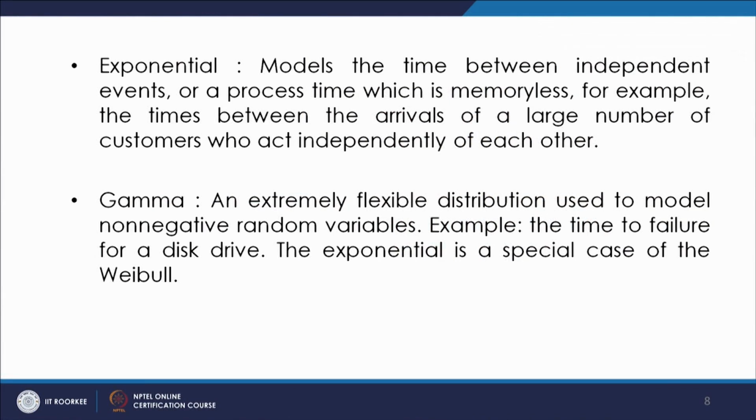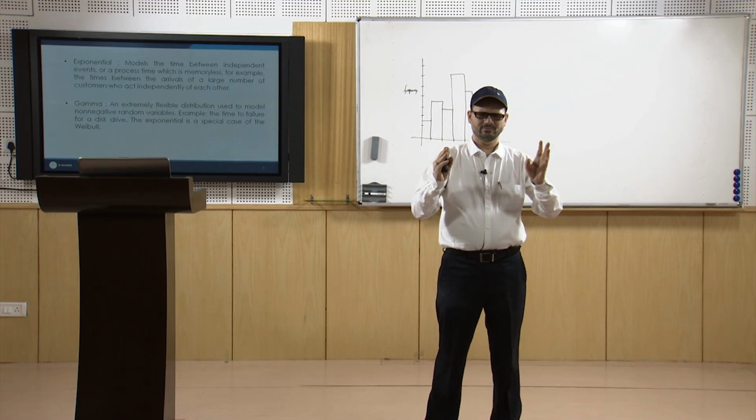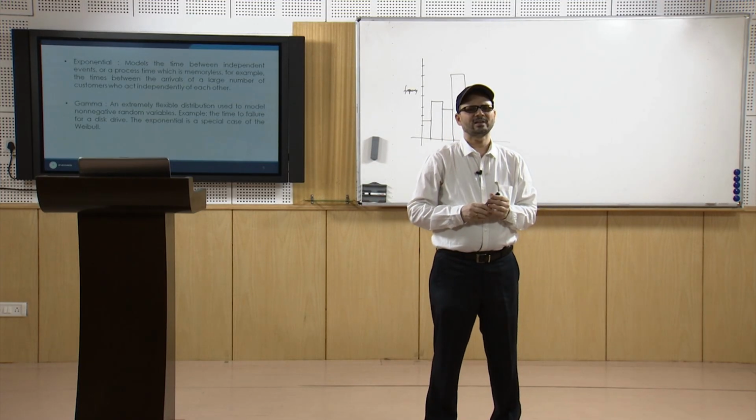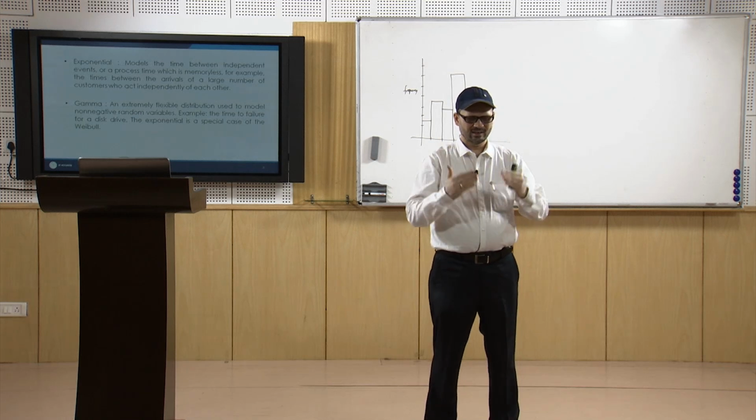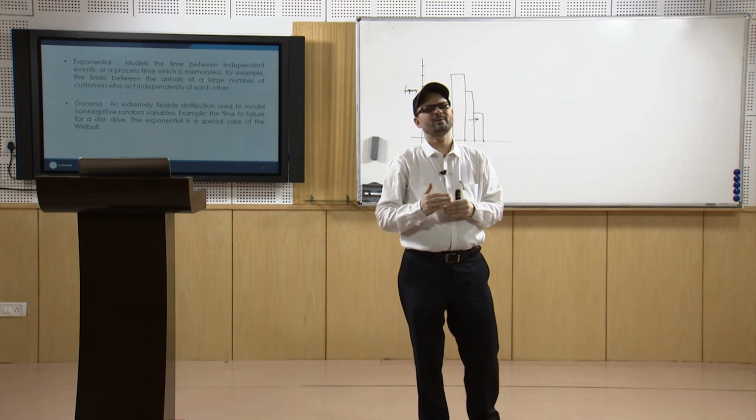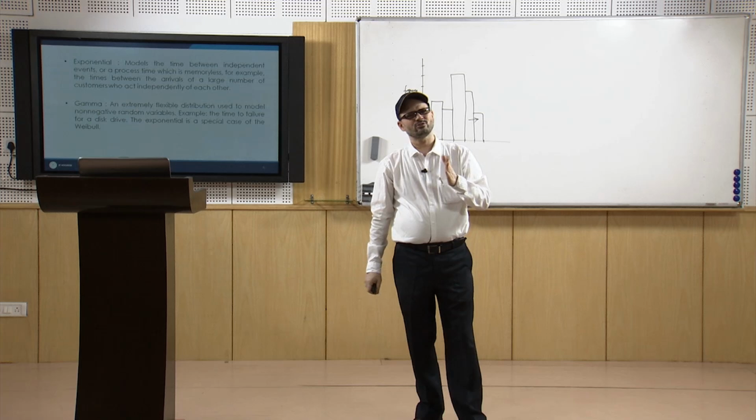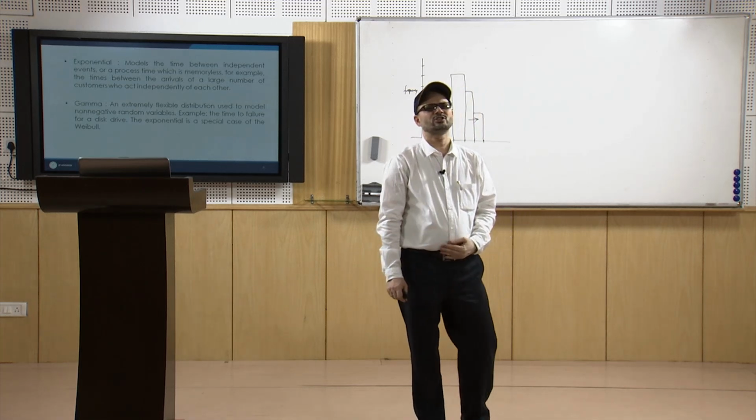Exponential is a very popular distribution which models the time between independent events. So, time between arrivals of a large number of customers who act independently. We know that it has a memoryless property, and whenever we have to model times between independent events, we try to fit an exponential distribution.